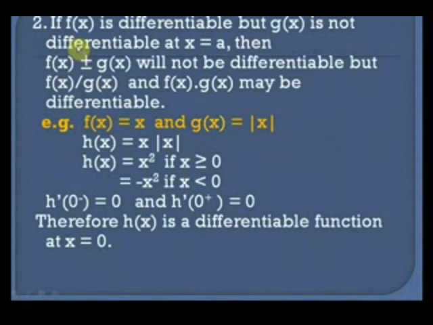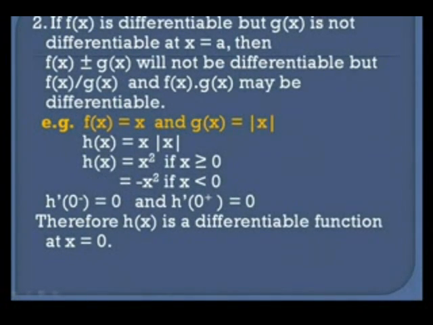The second property is, if f(x) is differentiable but g(x) is not differentiable at the point x equal to a, then f(x) plus minus g(x) will not be differentiable, but f(x) by g(x) and f(x) into g(x) may be differentiable. So f(x) is a differentiable function but g(x) is not. Let's try to see it through an example.